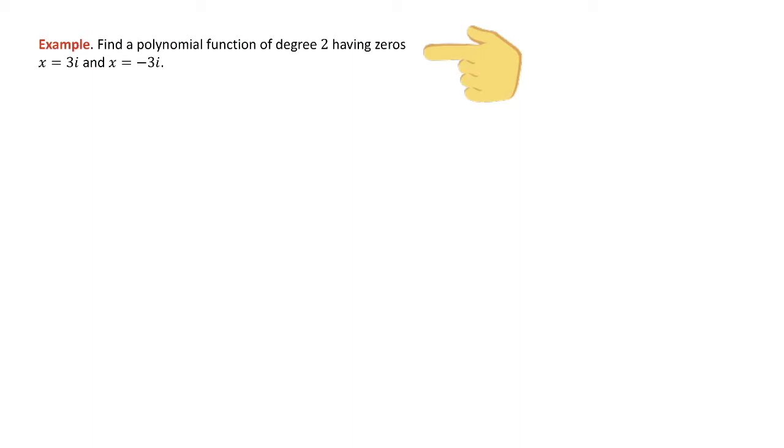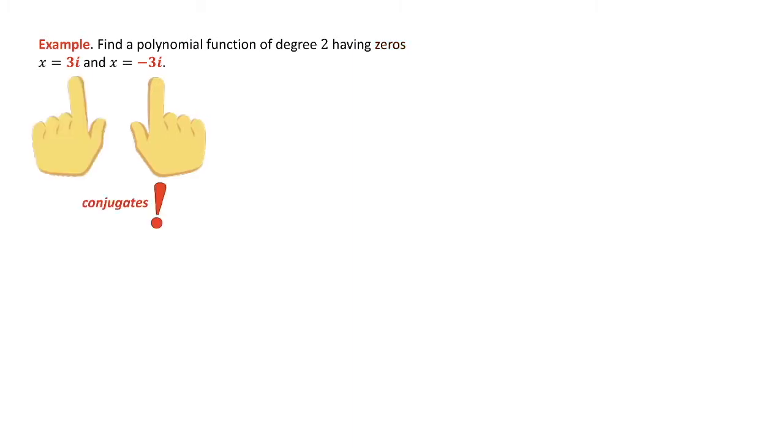So here we're going to find a polynomial function of degree 2 having zeros. Now this is where the problem gets more involved. It's a polynomial of degree 2, but notice my zeros in this case are complex numbers: 0 plus 3i and 0 minus 3i. Now I want to point out, if you have a complex zero, they always come in twos. If you have one, you have to get its conjugate. Complex zeros always come in pairs. You have to get the number and its conjugate. Just be aware of that.